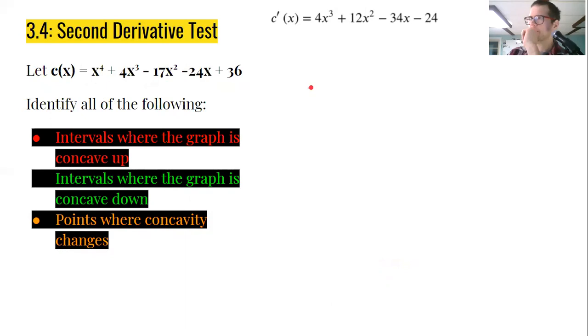Oh, yep, I did that right. I got really confused for a moment. I'm like, this is 24x. Why is it 30? And then I realized what I did. So this is correct. It's fine. We're good. So now I'm going to take the derivative of c prime, which would be c double prime.